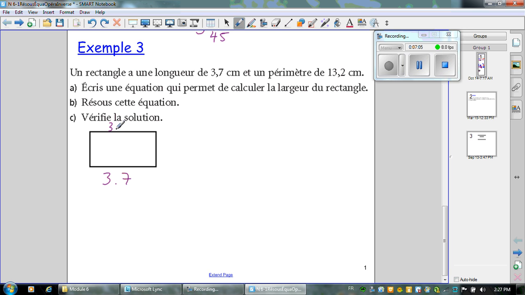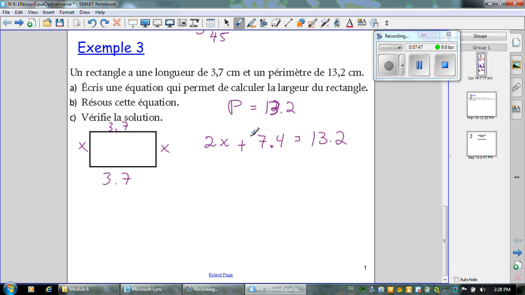So that means that this side is also 3 and 7/10. We don't know this side, but we know that all together the perimeter is equal to 13 and 2/10. So you need to write an equation to help you to find the length. So we know that all together we have 2x plus 3 and 7/10 plus 3 and 7/10. I have 6 and 14/10. So that's 7 and 4/10 is equal to 13 and 2/10.